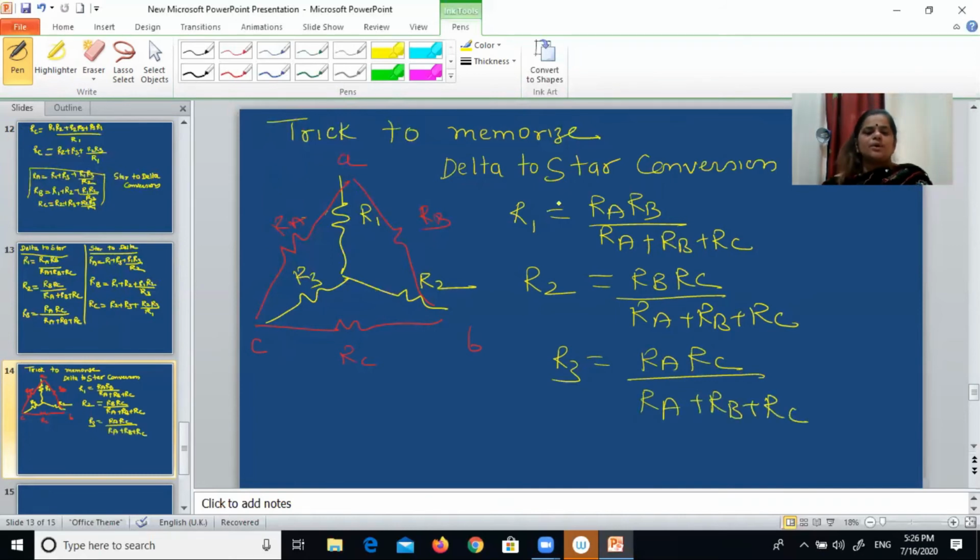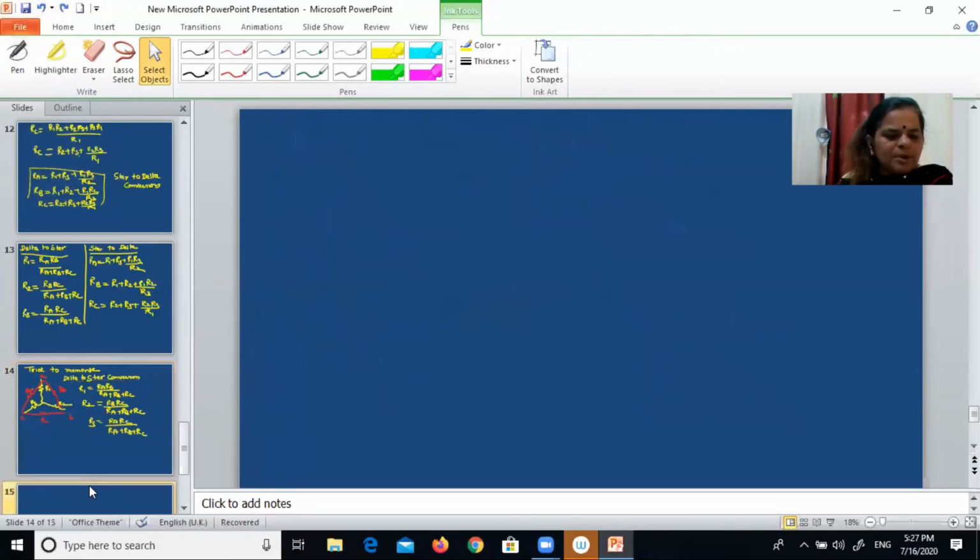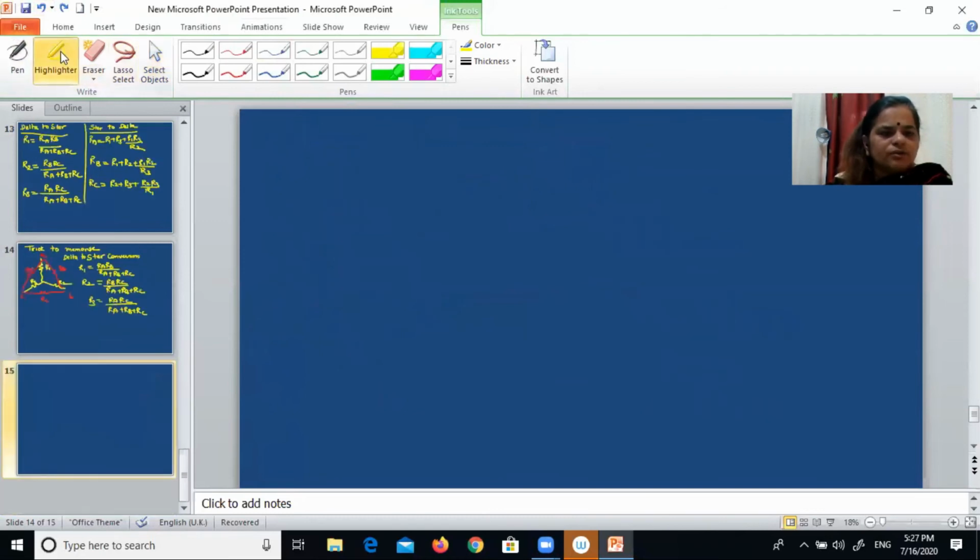So this is how you can remember the delta to star conversion. Now similarly, if you want to remember the star to delta conversion, let me do it in the next slide. If you want to remember the star to delta conversion, again draw the star connection.